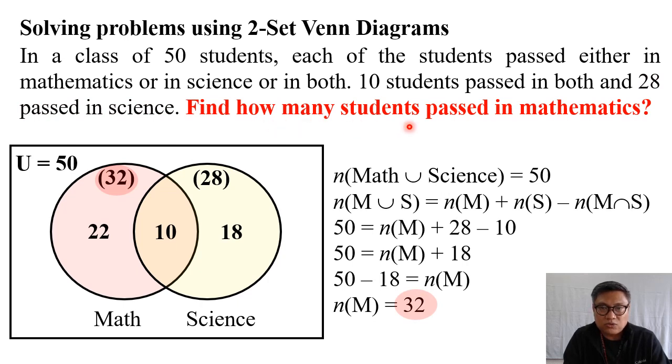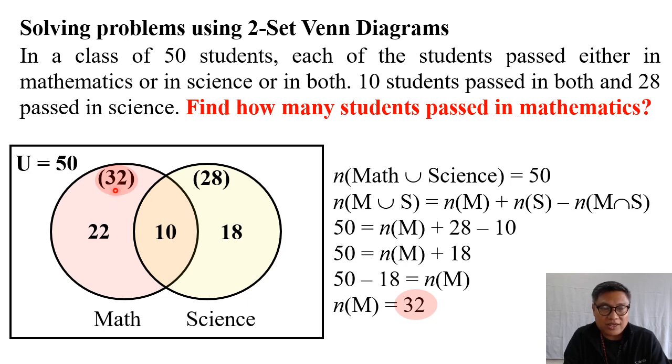So for the question, how many students passed in math, we have a total of 50. We subtract it by 28, so we have the 22 here. So if you add 22 plus 10 plus 18, again, it equals 50. But since we are asked how many students passed in math, meaning either these students passed in mathematics only, or these students passed both in mathematics and in science. So in this case, class, we need to add 22 plus 10, and that now makes up 32. So this is our answer. We have 32 students, all in all, who passed in mathematics.